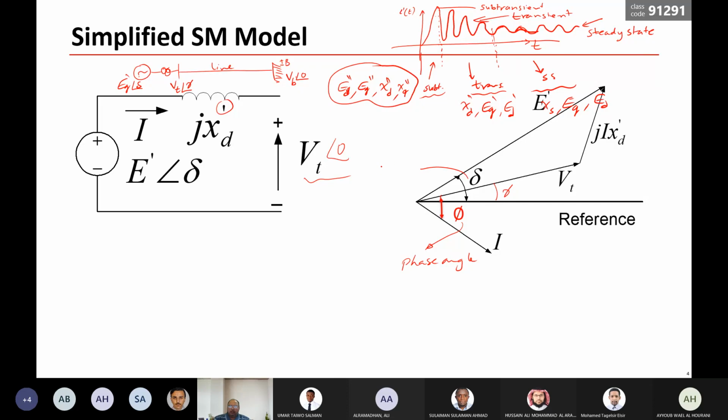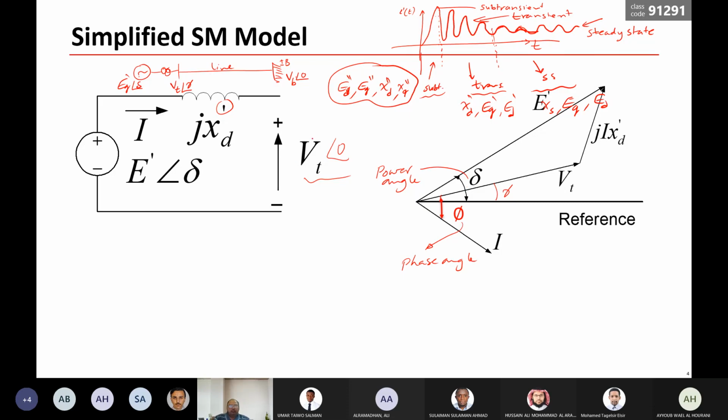And delta? Power angle. Power angle. So this is the current, assume this is the current. Can we start from terminal voltage and the current and build this phasor diagram?